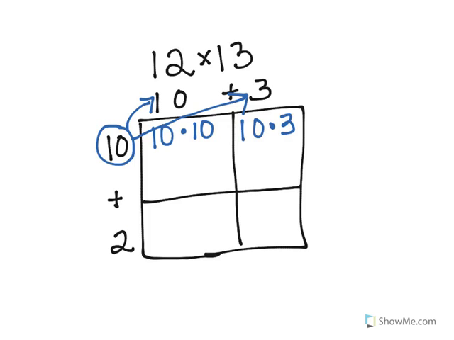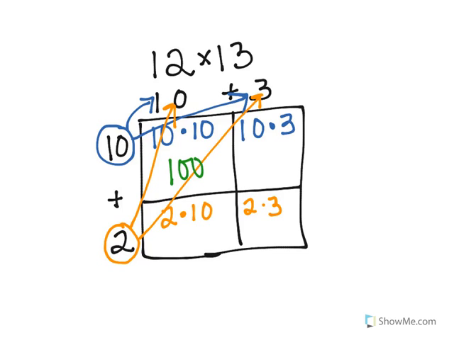Next, let's take a look at what we're going to be doing with this 2. We'll start with 2 times 10 in this box, and then 2 times 3 in this box. Now we can record all of our partial products. 10 times 10 is 100. 10 times 3 is 30. 2 times 10 is 20. 2 times 3 is 6.